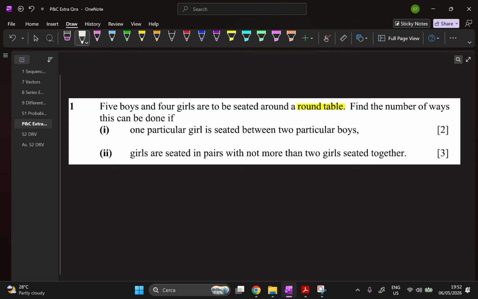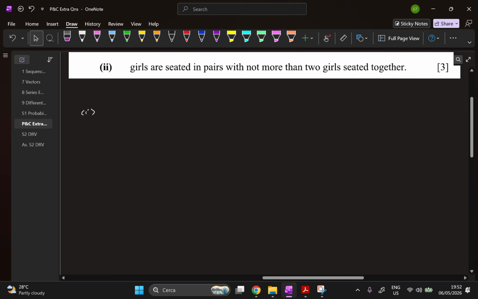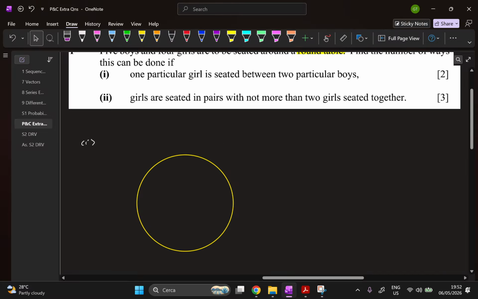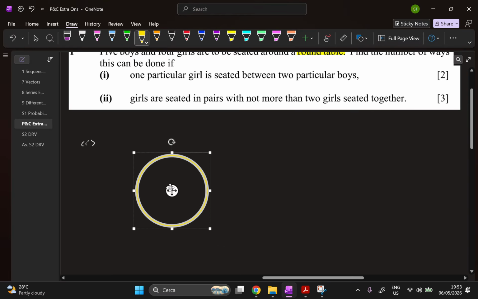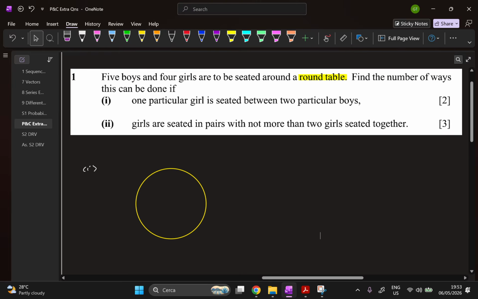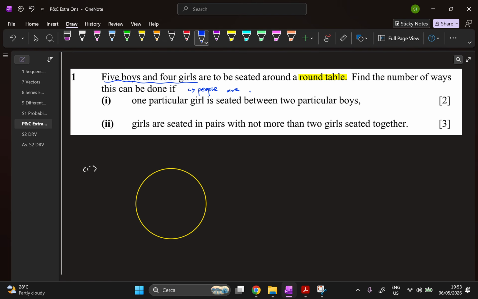So let us first draw our circle for part 1. Okay, so actually our circle doesn't need to be so big. Let's shrink that a bit. Okay, so they say one particular girl is seated between two particular boys. Now, the other reason why I chose to include this problem is because please note that whenever you are permuting people, people are always distinct. Unless the question says otherwise, which no question ever dares to, because saying people are identical is not politically correct.